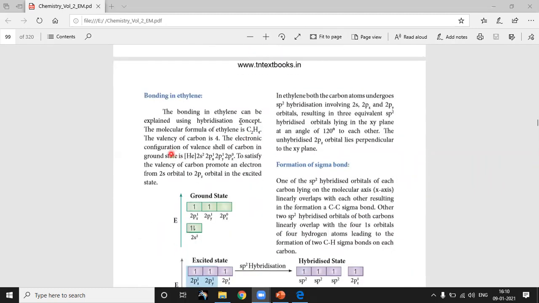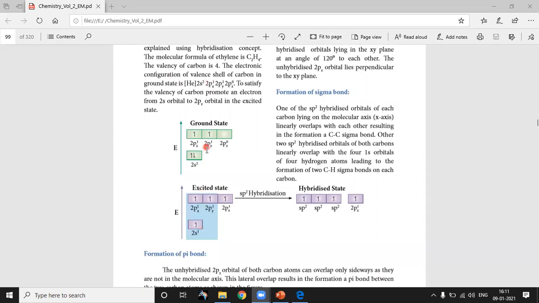Here, bonding in ethylene. We all know ethylene means it is having a double bond, because the word "ene" refers to the double bond. So CH2 double bond CH2, that is said to be the molecule ethylene. Okay. So now we have to write the electronic configuration for the carbon. The carbon has atomic number 6, which means 1s2, 2s2, 2p2. Okay. So their electronic configuration should be written like this.